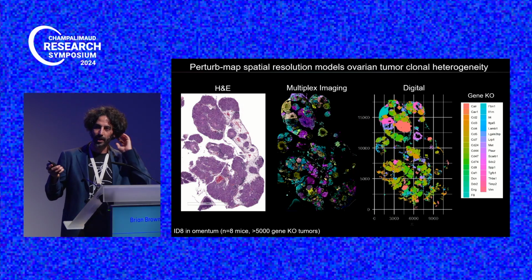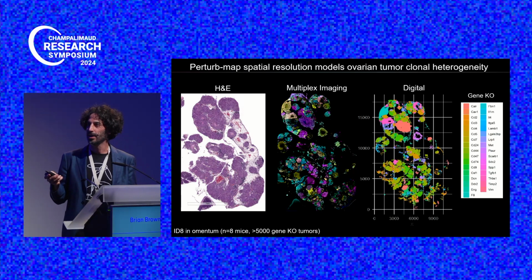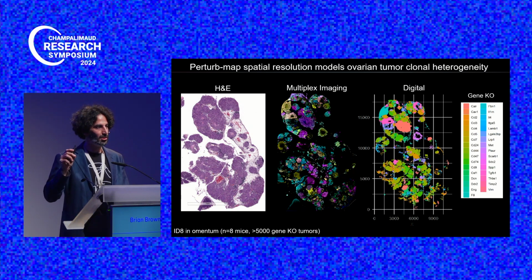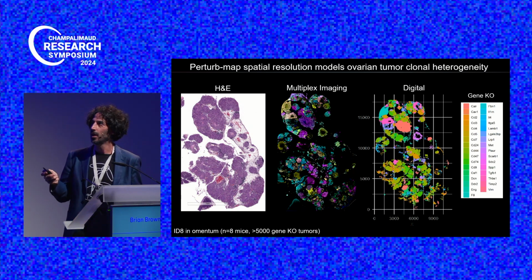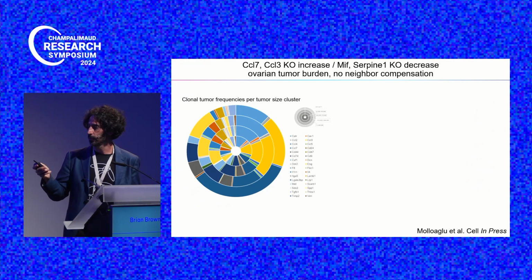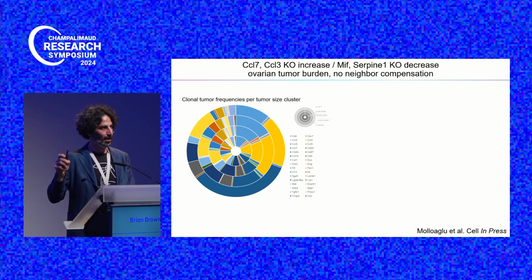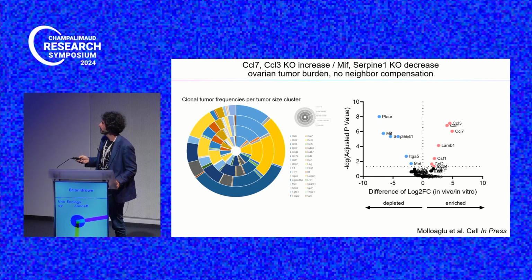So this is what it looks like. In this particular case, we injected 8 mice. There were 5,000 distinct tumor lesions with all the different gene knockouts. We can map them, and you can look at them. And then you can ask the question, which genes influence tumor fitness, before we get to the anti-PD-1, before we get to tumor microenvironment. And this is an example of what it looks like.